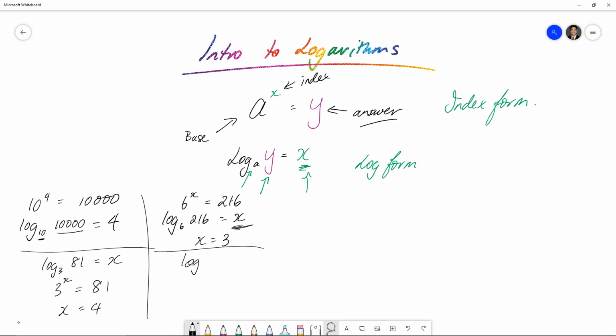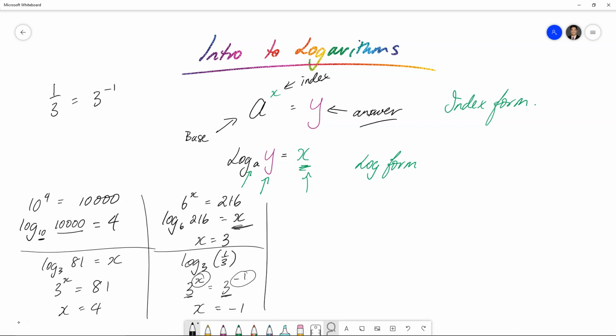We have log base 3 of a third. We know that a third is the same as 3 to the power of minus 1. So basically, 3 to the power of what gives you 3 to the power of minus 1? Well, because the bases are the same, we can conclude that the exponents are the same. So x must equal minus 1.